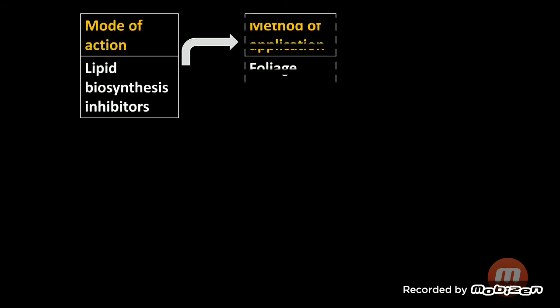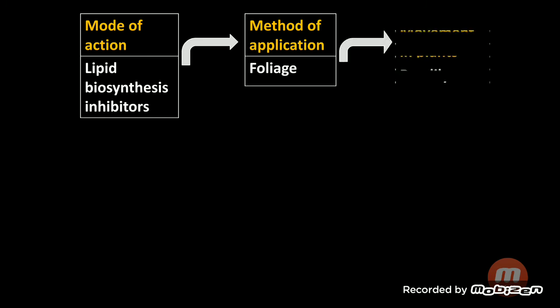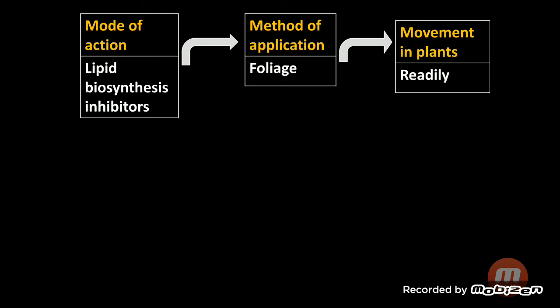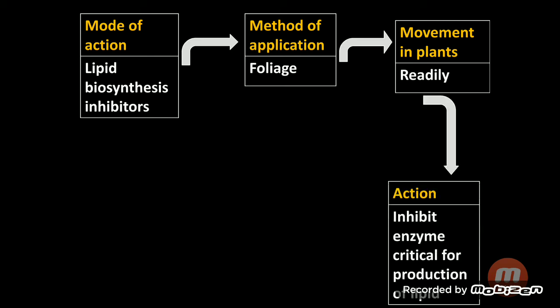Mode of action is the lipid biosynthesis inhibition. Most are foliage applied herbicides, so they are absorbed from the foliage and readily move inside the plant body. They are translocated type. Applied on the leaves, they go up to the root system. They inhibit the enzyme which is critical for production of lipids.